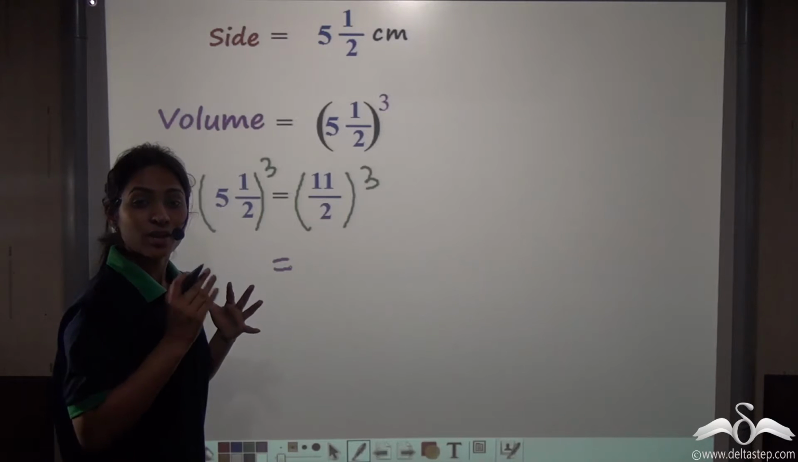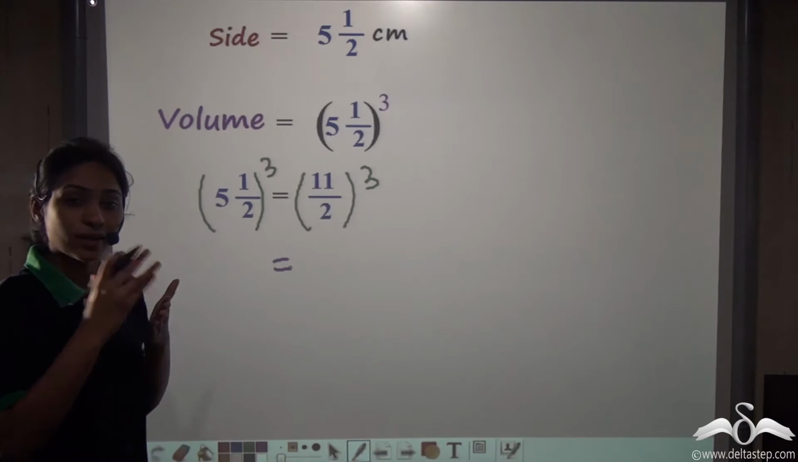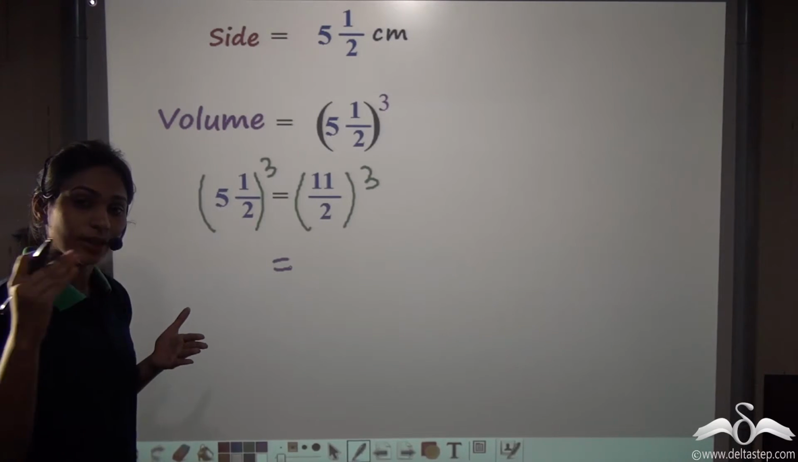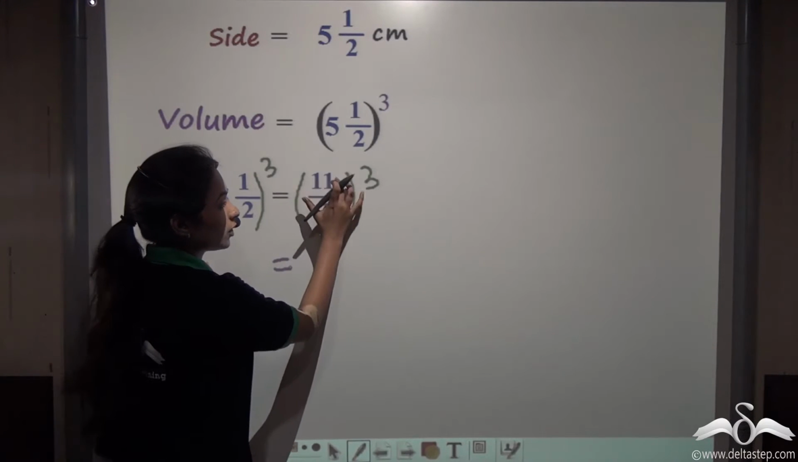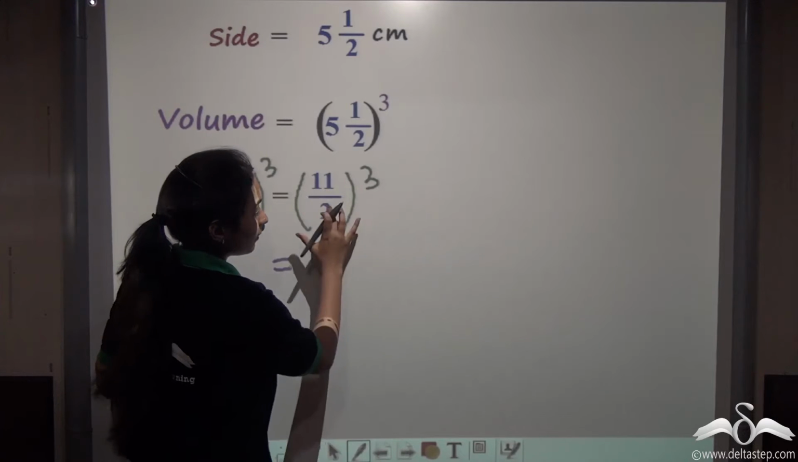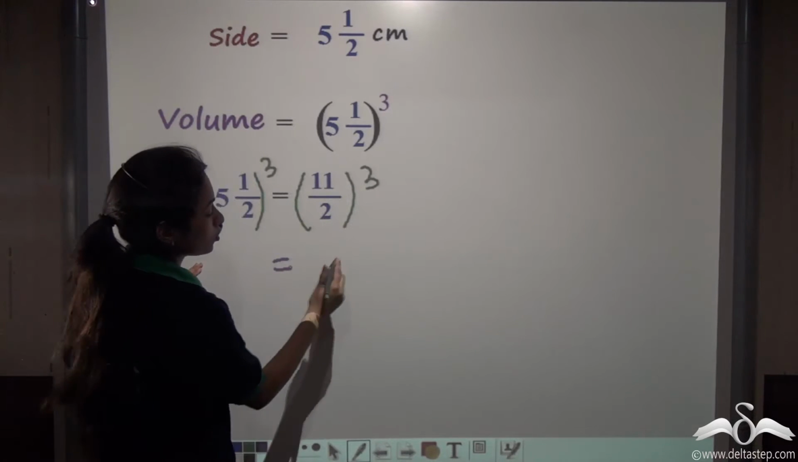You know, when we square a fraction, what do we do? We square the numerator and then we square the denominator. Here we will do the same. Here we will find out the cube of the numerator and then divide it by the cube of the denominator. So do it here.